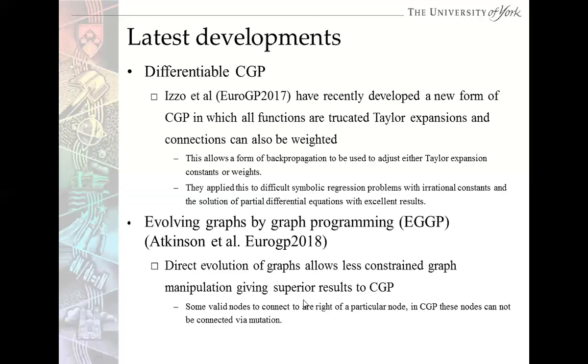There's another recently developed method of evolving graphs for GP, developed by Atkinson et al. I think that's worth looking at. It's slightly less constrained than CGP, so I think it might be worth looking at to find ways of making CGP even less constrained than it currently is.